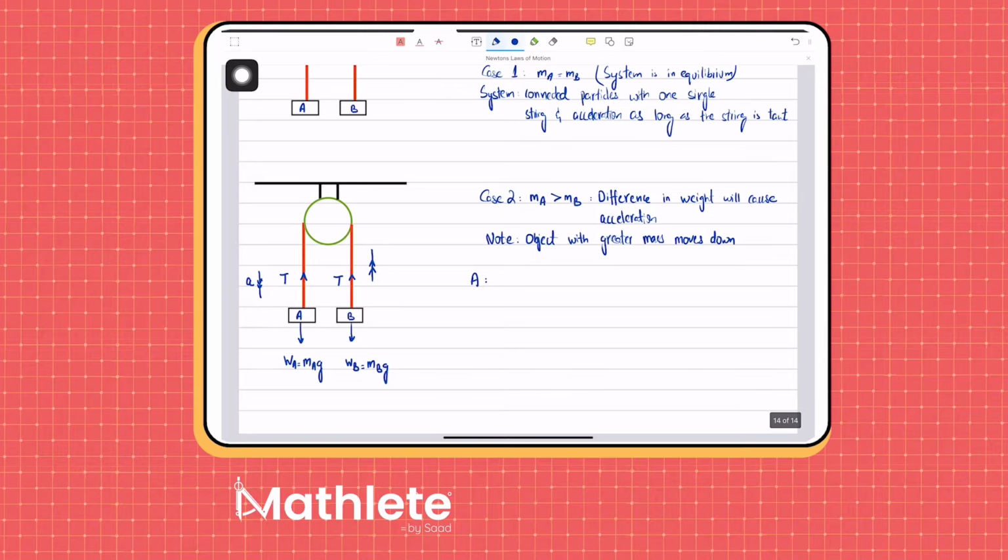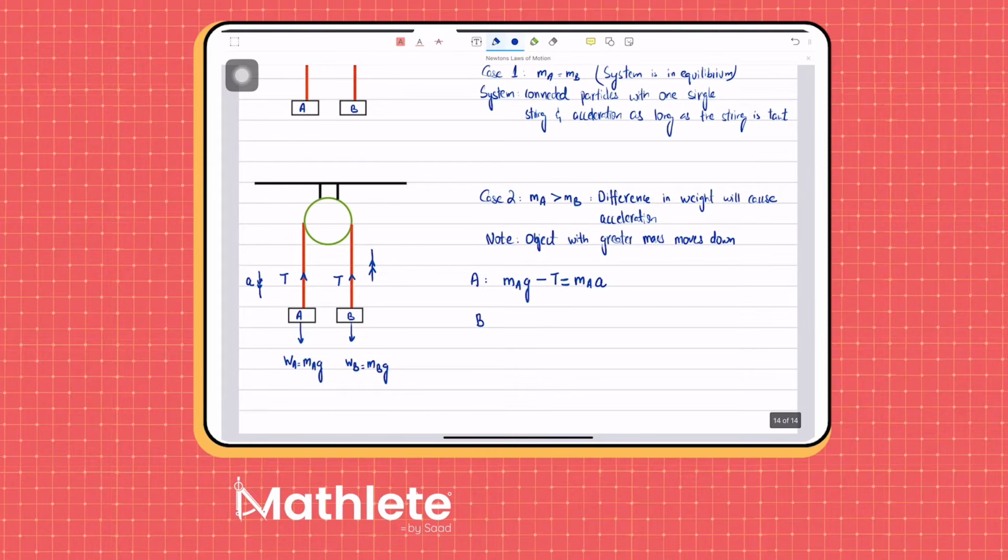So the downward force, which is basically mA times g, minus the upward force, which is tension, is equal to mass into acceleration. This is the net force, which is equal to mass of A into acceleration. So this is for particle A.